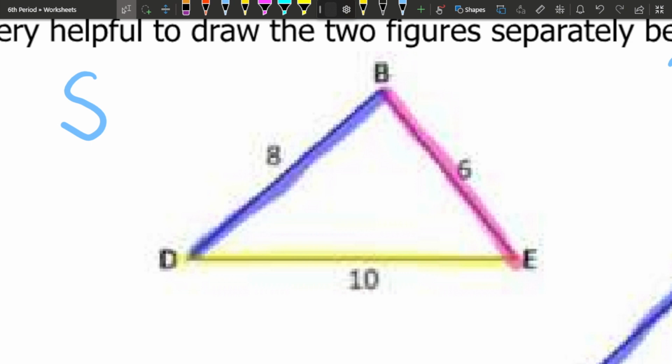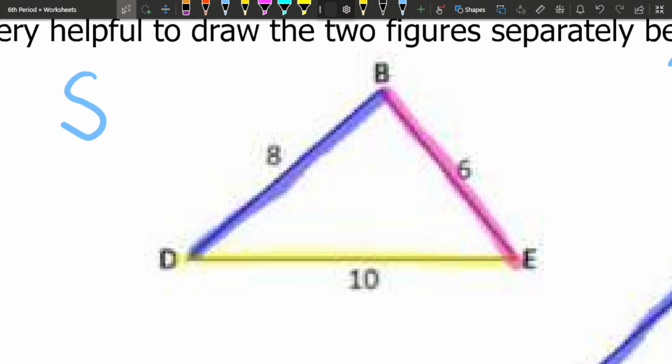Okay, and then this one has numbers, so that's good. Do any of the numbers repeat? 6, 8, and 10. Do they repeat? Yes or no? I can hear you. No. So that means that all 3 lengths are different, correct? So that means they're not the same. So I'm going to do 3 different tick marks. Going to label them with tick marks.